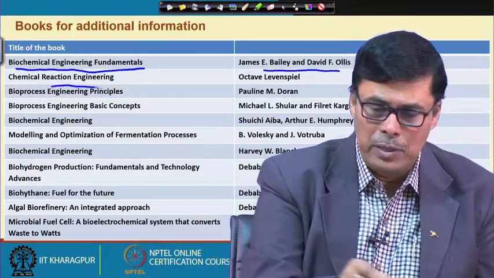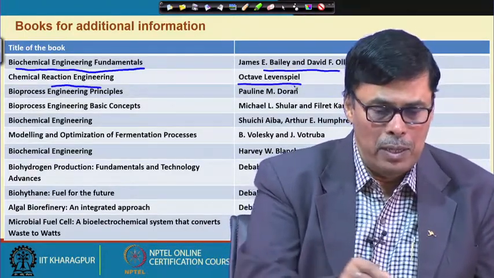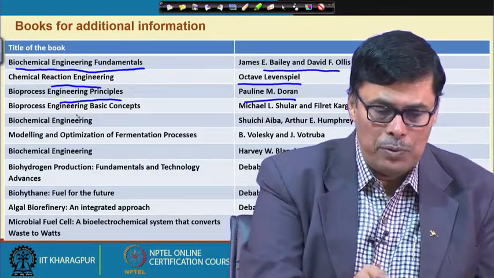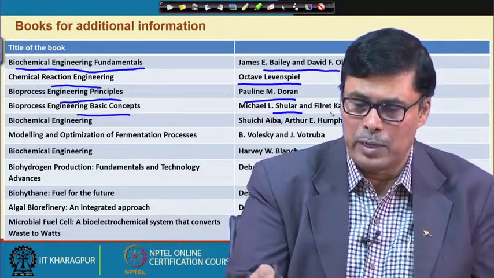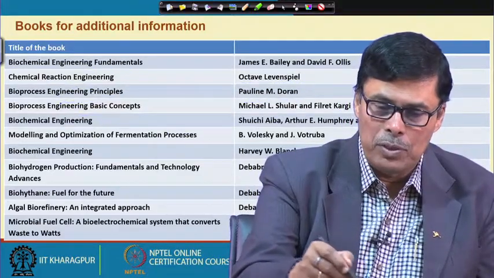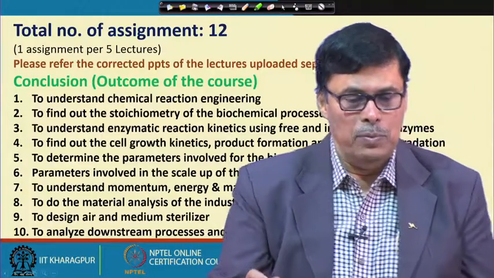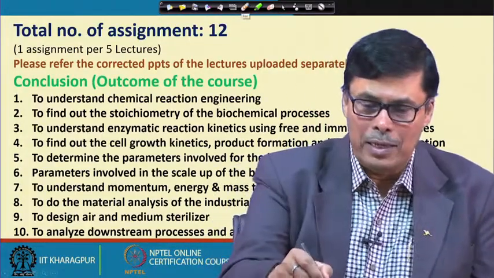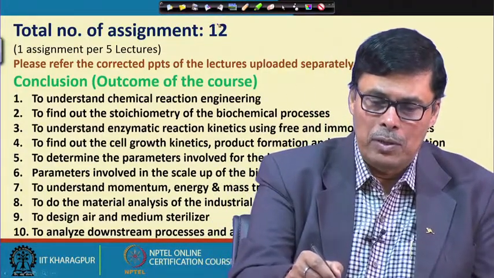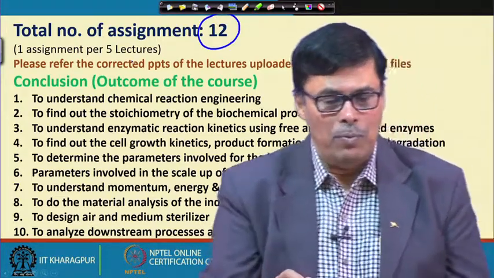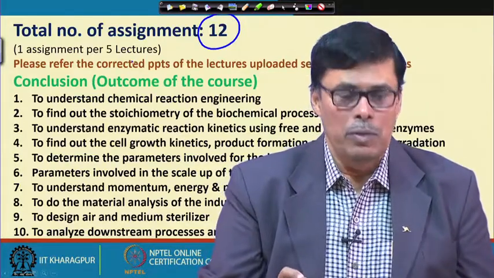Then Chemical Reaction Engineering by Octave Levenspiel, Bioprocess Engineering Principles by Doran, and Bioprocess Basic Concepts by Shuler and Kargi. So these are the different books you can consult to clear your concepts on this process. Now the total number of assignments for this course will be 12, one assignment for every 5 lectures. So that will be given to you.